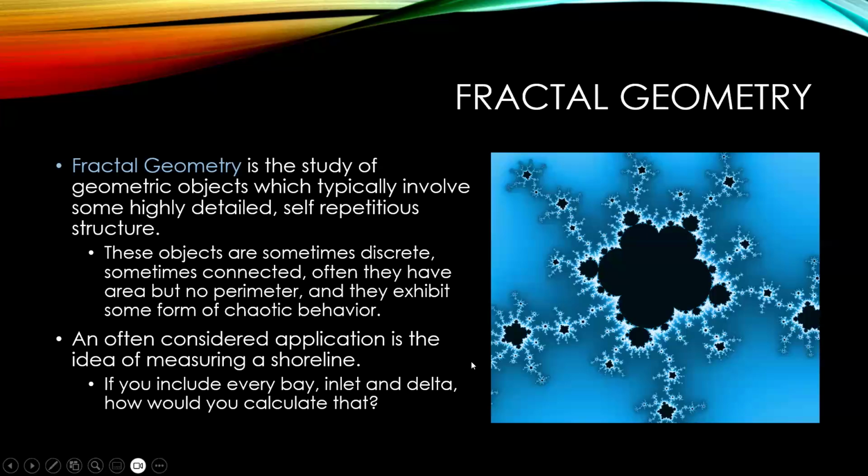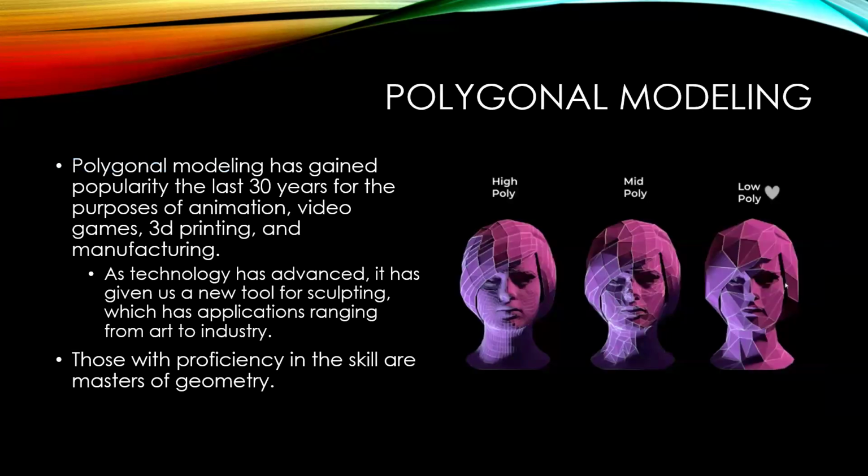An often considered application is the idea of measuring a shoreline. If you include every bay, inlet, and delta, how would you calculate the length of a coastline? Take a bay like the San Francisco Bay. How many rivers are going into it? And where do you cut off where a river starts and where the ocean starts? It can be very tricky to measure that, and it also depends on what size instrument you're using to measure. So there are a lot of interesting things that arise in fractal geometry.